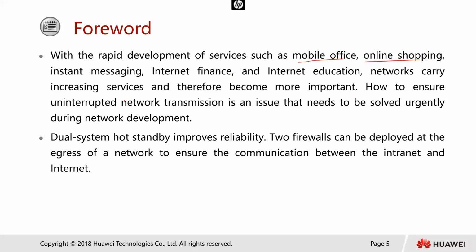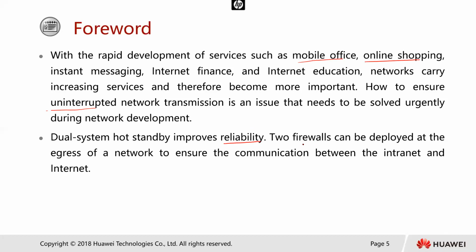So how to ensure uninterrupted network transmission is an issue that needs to be solved urgently during network development. As a network engineer, when you are coming up with your network architecture, you need to make sure you have kept in mind that you don't want your network to be interrupted. And should it be interrupted, you have also put up mechanisms to mitigate a single point of failure. So dual system hot standby improves reliability, so that our network is going to be reliable.